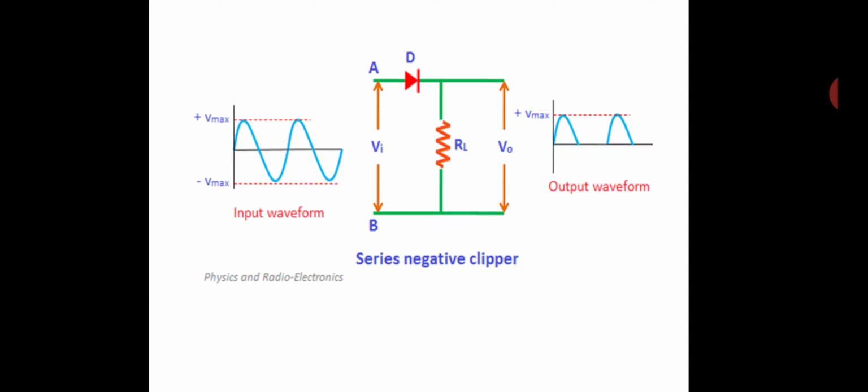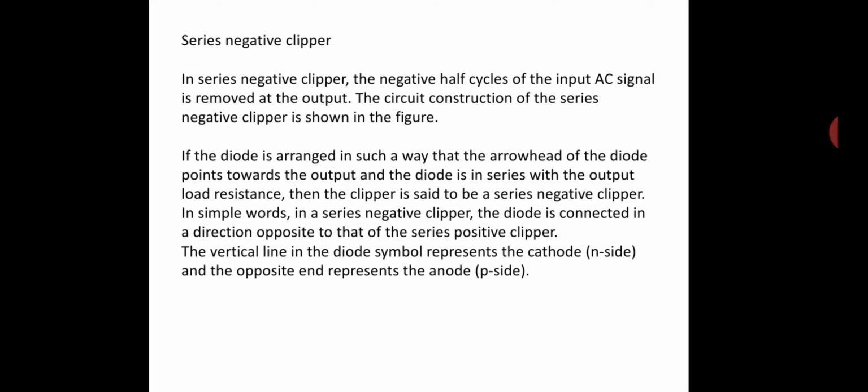In the series negative clipper, the negative half cycle of the input AC signal is removed at the output. The circuit construction of the series negative clipper is shown in the figure. We explain it in the next slide. If the diode is arranged in such a way that the arrowhead of the diode points towards the output and the diode is in series with the output load resistance, then the clipper is said to be a series negative clipper.